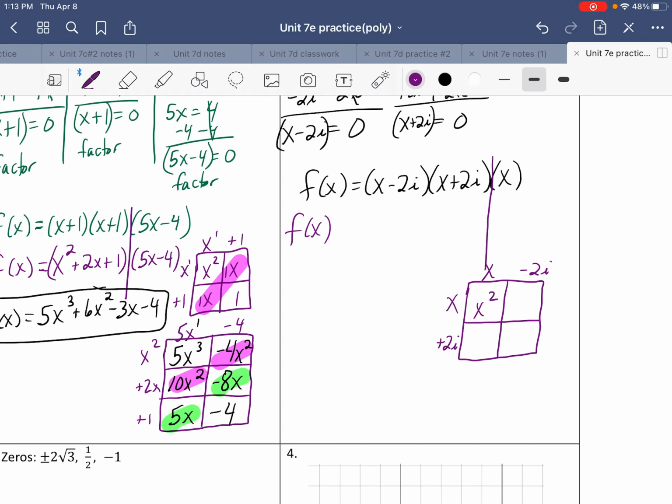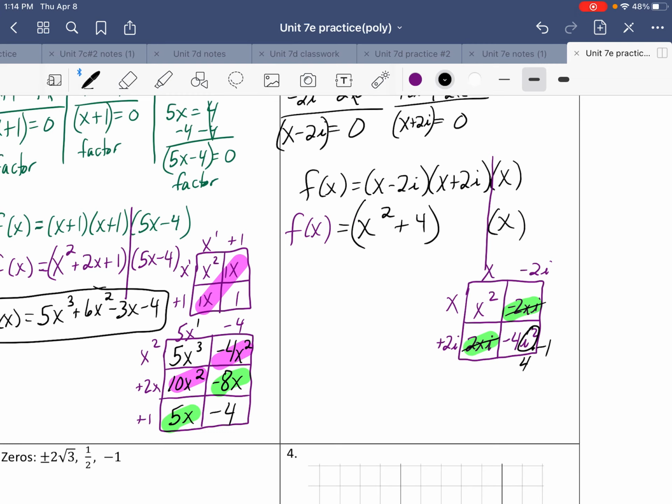x times x is x squared, negative 2xi, positive 2xi, and negative 4i squared. Now, when we're simplifying these like terms, they both have xi's. One's positive, one's negative, so they're opposite operations and they simplify out. We have i squared is -1. -4 times -1 is +4. So it cleans up really nice: x squared plus 4.